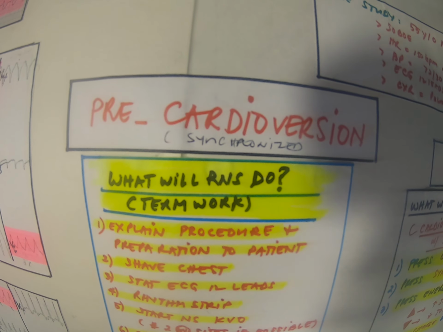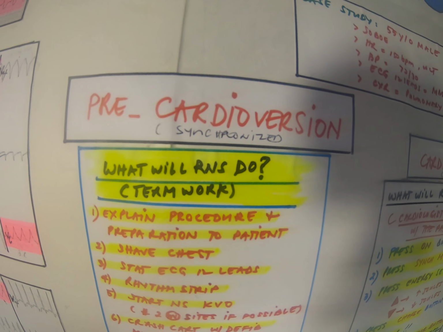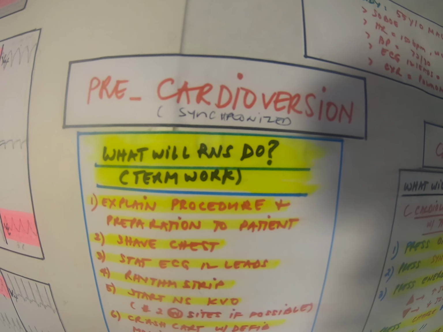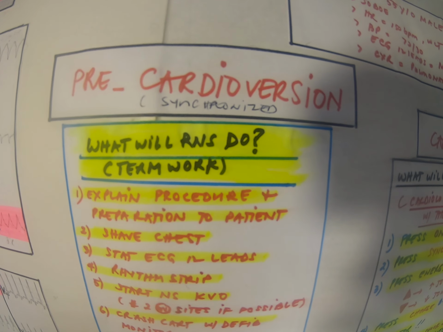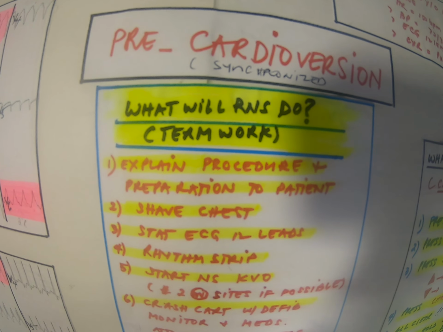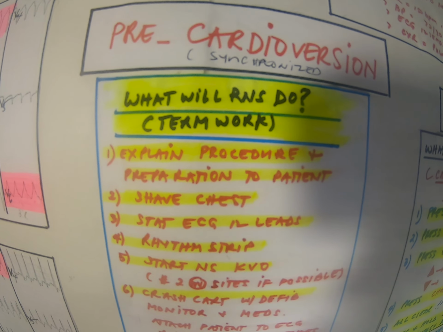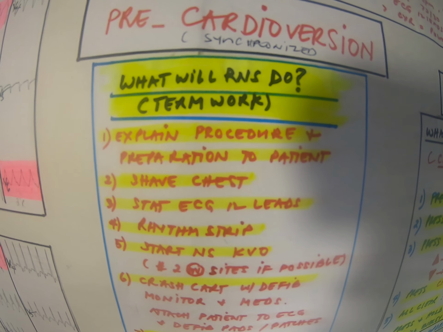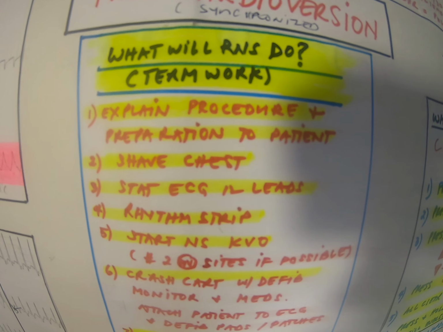So what will the RNs do? We work as a team, of course. We have to explain the procedure and the preparation to the patient. We have to shave the chest. There might be hair, so we have to remove it, so the patches can be applied. And start a 12-lead ECG. We have to have a baseline 12-lead ECG before the procedure.